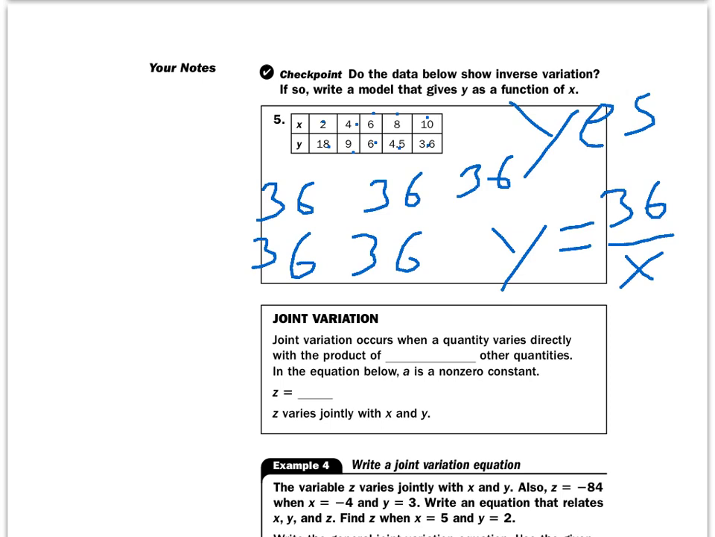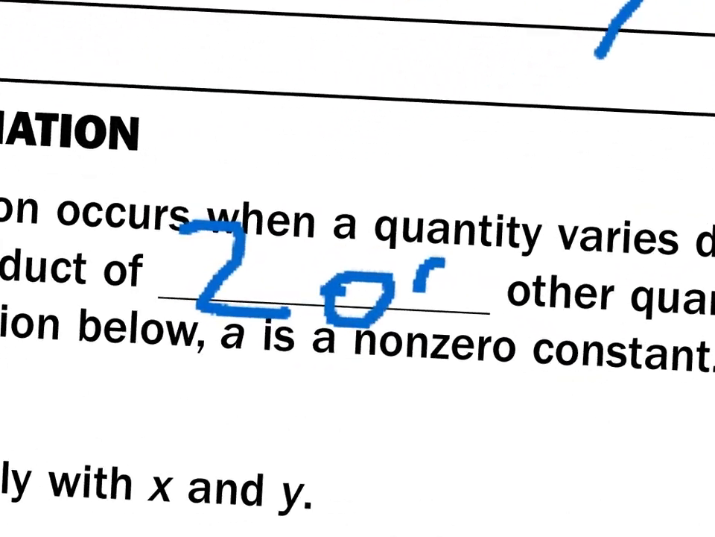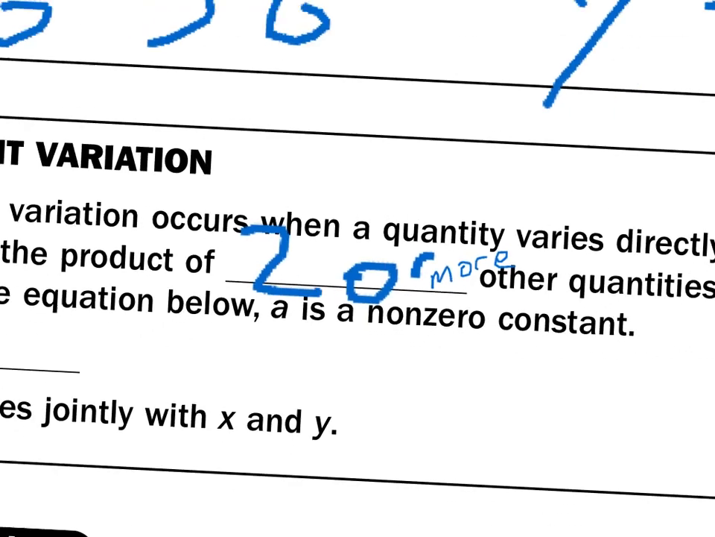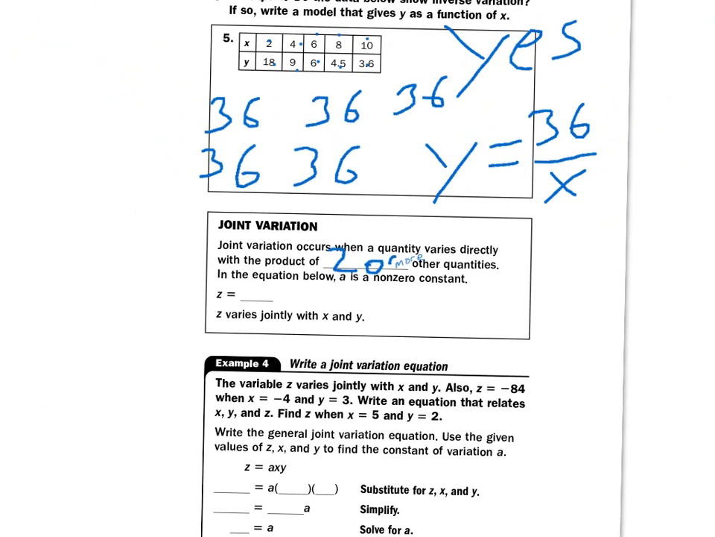Now, joint variation occurs when a quantity varies directly with the product of two or more other quantities in the equation below. A is a non-zero constant, so you might have something like z equals axy. Z varies jointly with x and y, and that's referring to a direct variation when it says the word jointly.